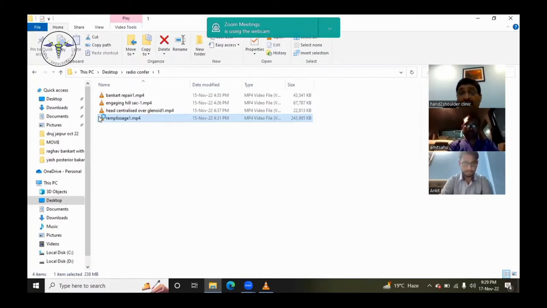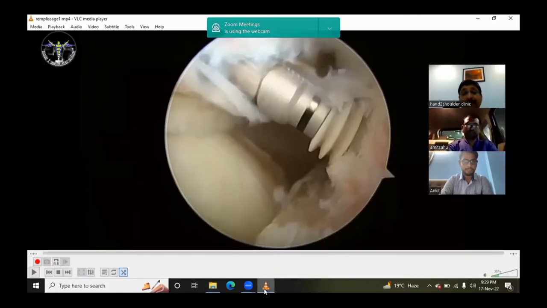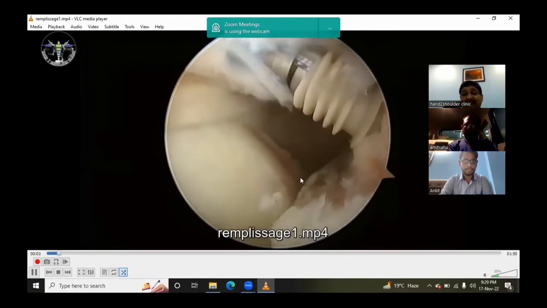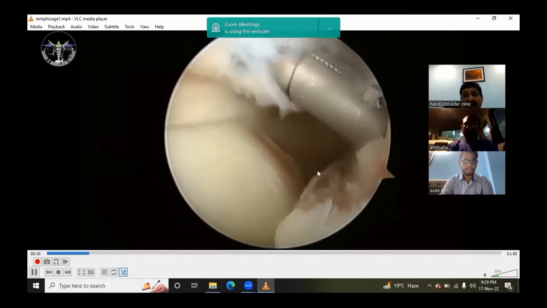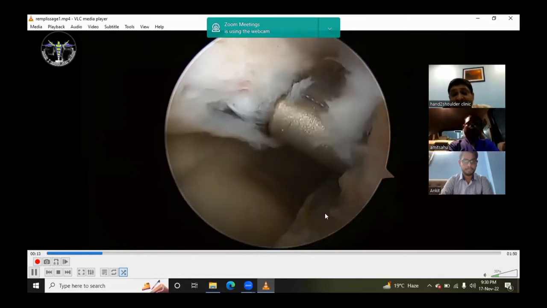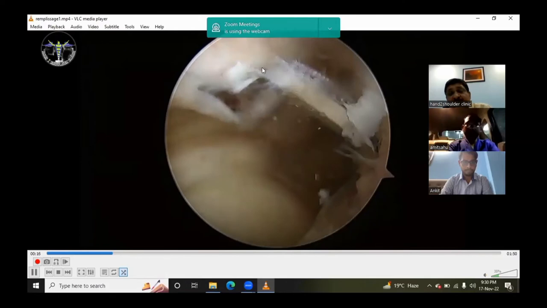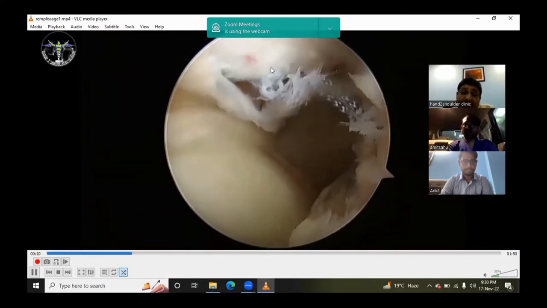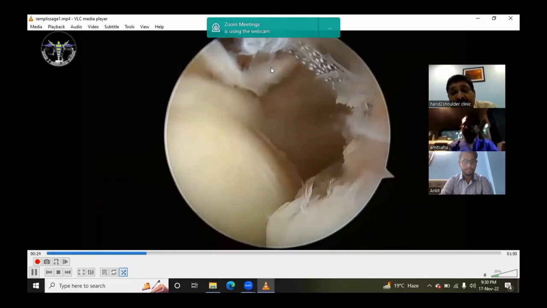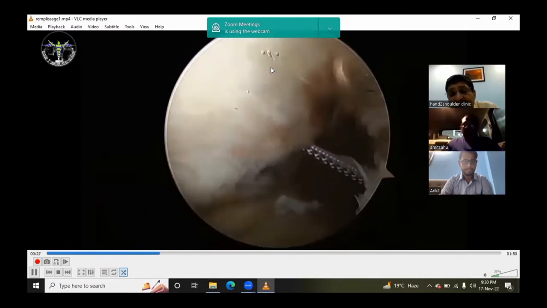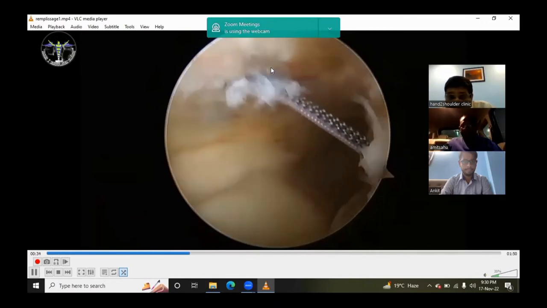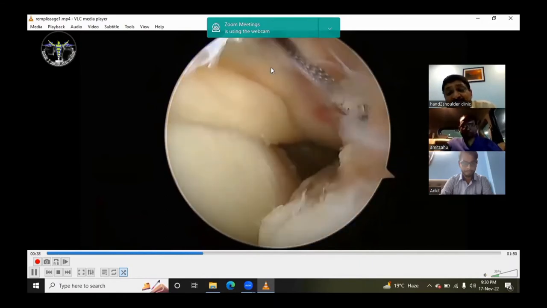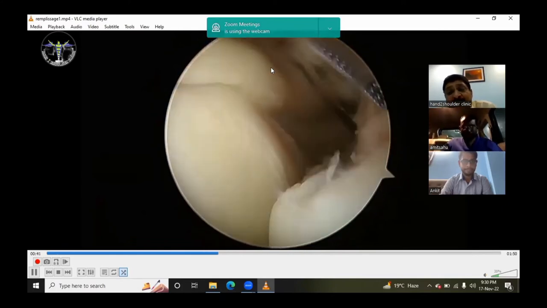So we do what we call a remplissage procedure. In remplissage, you can see we have freshened the margin. This is the same patient after we have washed out the synovial fluid. So this is your Hill-Sachs, and we are going from posterior. Once you have made the surface raw, you put in a double-loaded anchor. You can see two types of threads. So we take bites through the posterior capsule and the infraspinatus. What it does is fill this cavity with tissue so that it stops engaging.